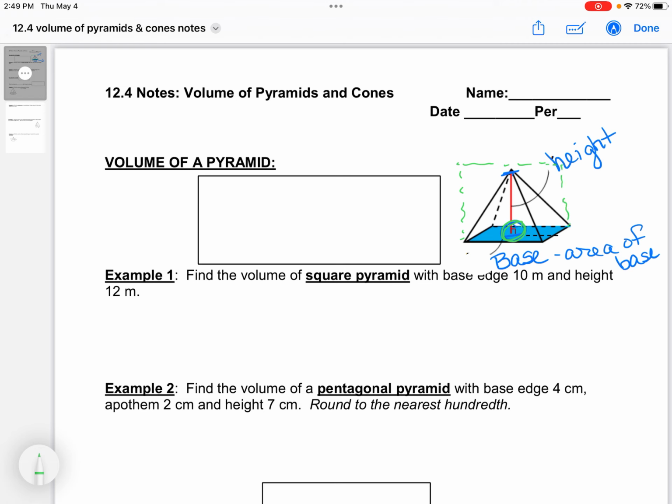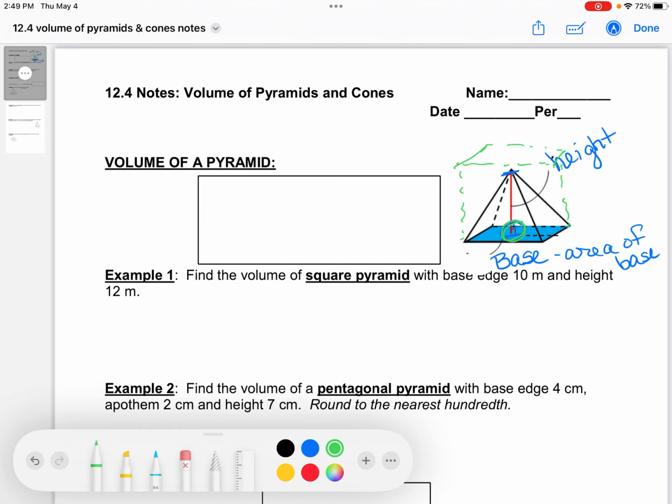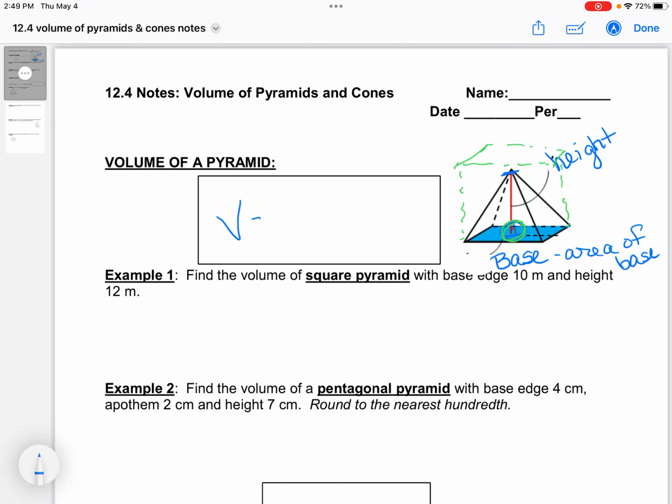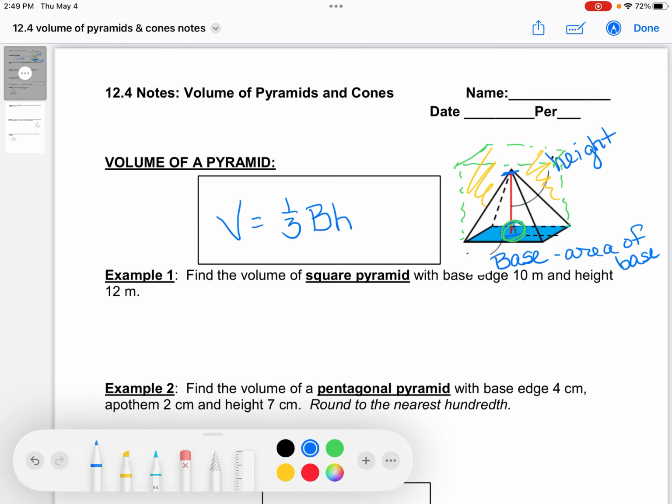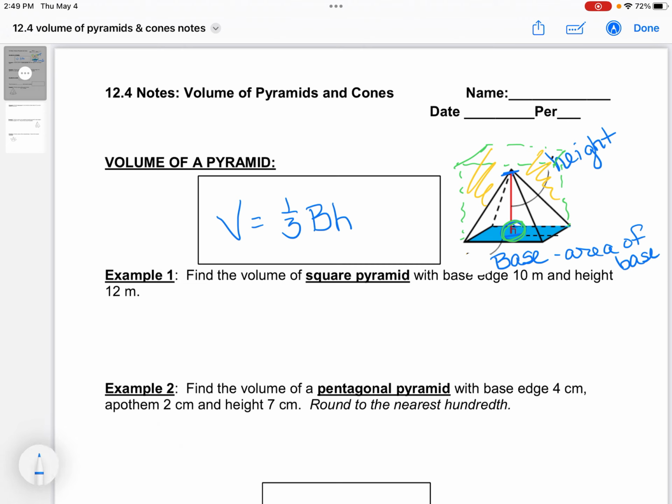If you think about it, I'm going to kind of make this into a prism, right? We have the volume of a prism, kind of like that, right? So the volume of a prism was the big B base times the height. So when we do the volume of a pyramid, we're going to have 1/3 of the big B base times the height, because there's all this area that we're basically not including. So that's where the 1/3 comes from.